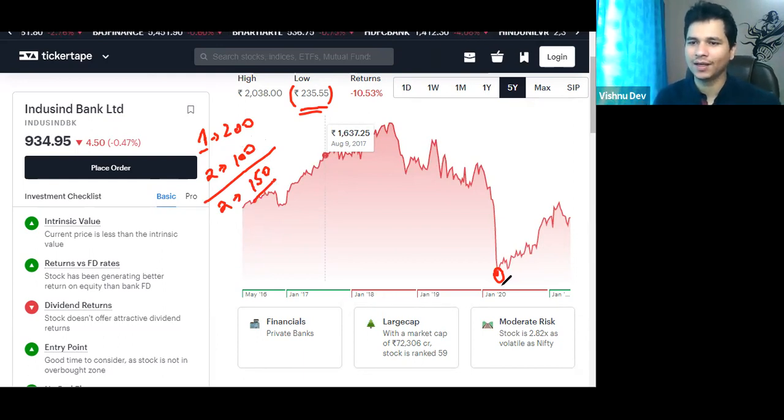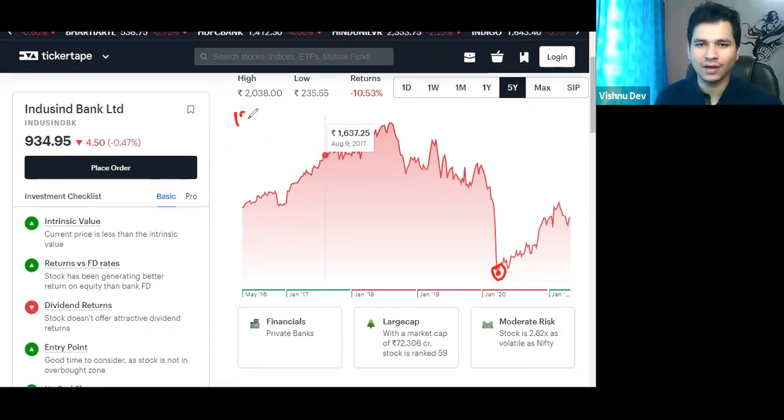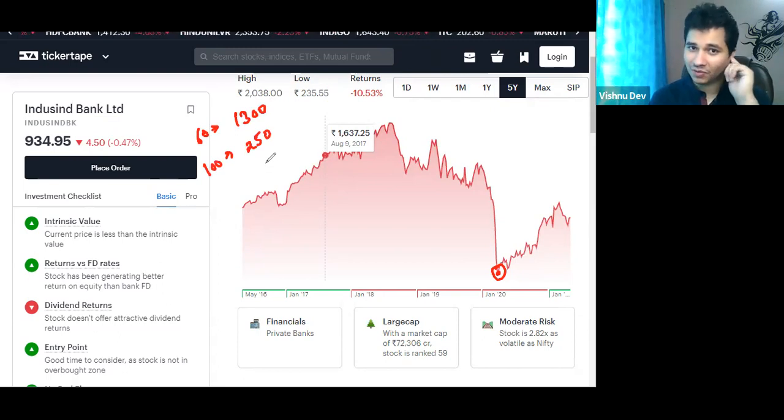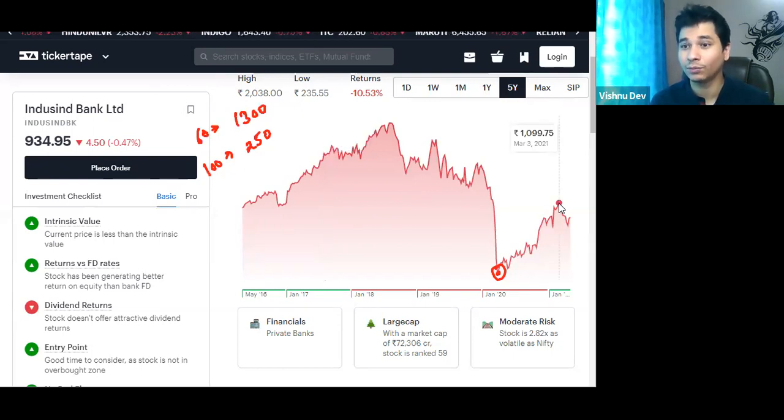Now, if I would have bought more shares here, suppose I bought around 60 shares at 1,300. Suppose I would have bought 100 shares at 250 rupees. Think about it. So my average price would be much less. Now I would be making profit, because it went up to 1,000 also.